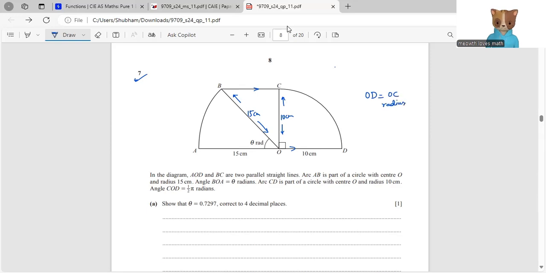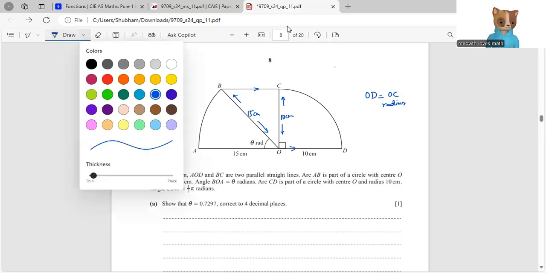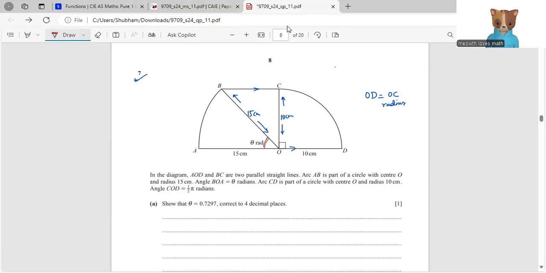So now since these two lines are parallel, I can say alternate interior angles. So if this is theta, this will also be theta. And the reason is alternate interior angles. And therefore now it's a right angle triangle over here, right? This is 90, so this will also be 90. Again, alternate interior angles, 90 and 90.